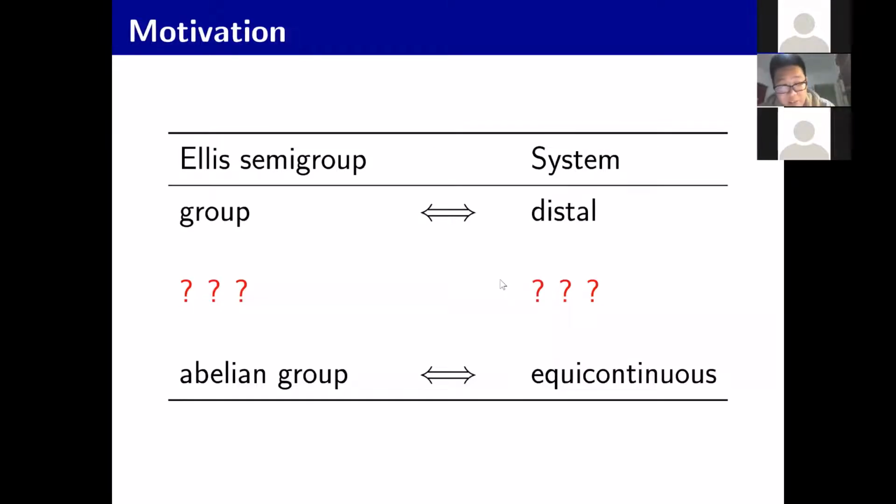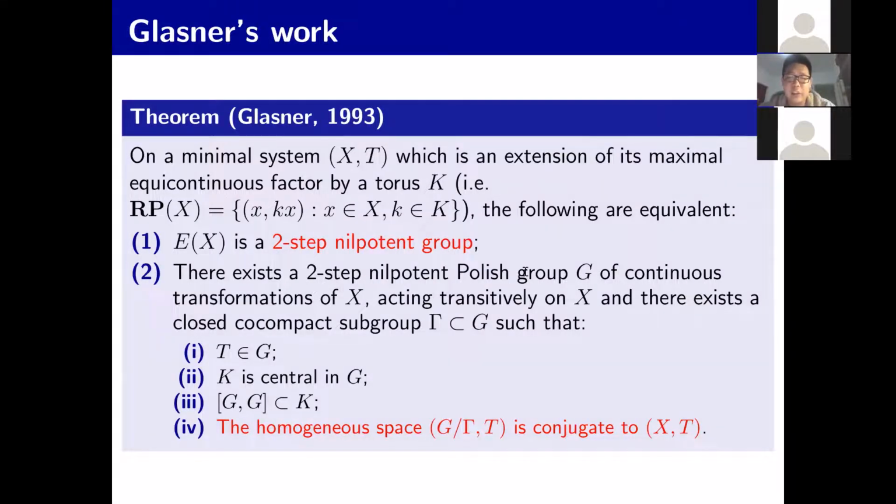So based on Ellis's result, it's natural to ask: can we give a fine classification of distal systems using enveloping semigroups? But as we said at the beginning, explicit computations of enveloping semigroups are very hard. It was Glasner who gave the first non-trivial result in 1993. He proved that if a minimal system has a good property, then we can build a bridge between the enveloping semigroup and the dynamical property.